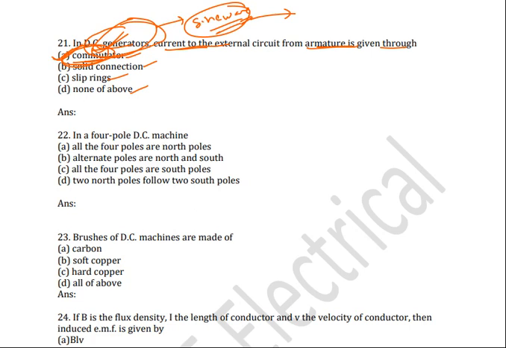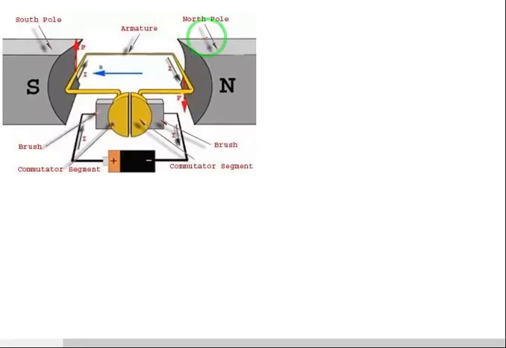Practically, you can see now. In this figure you can understand what a commutator segment is. This is the commutator, and these are the segments. This is one commutator segment, this is another commutator segment. This is the conductor in the armature; one conductor we have taken here. From north pole to south pole, flux lines will pass, and flux cuts the conductor and EMF will be induced.